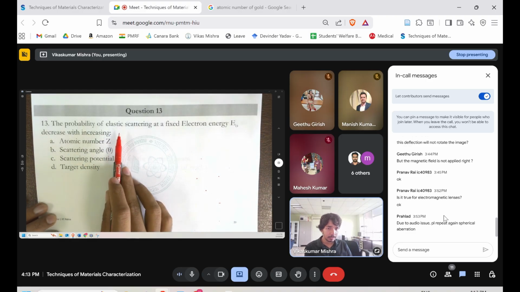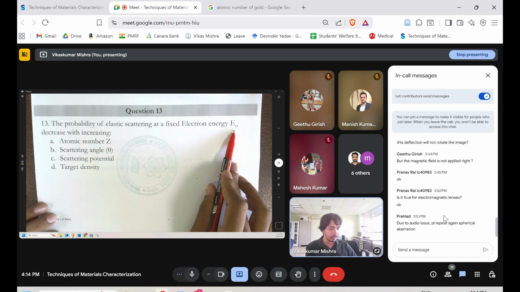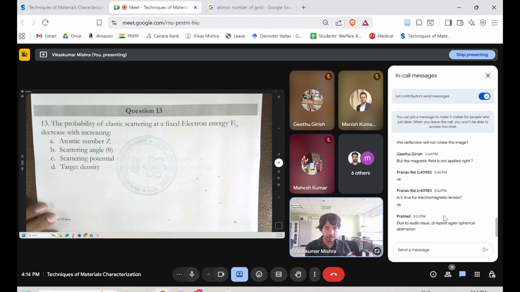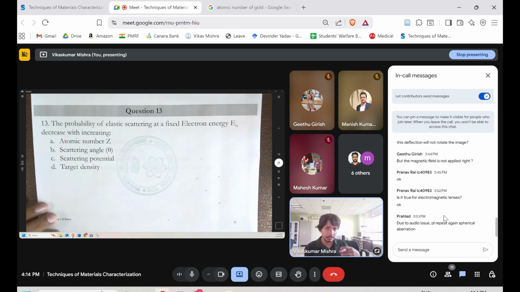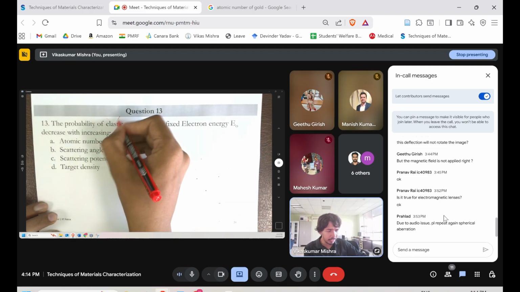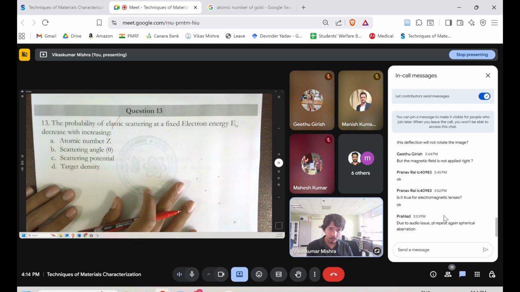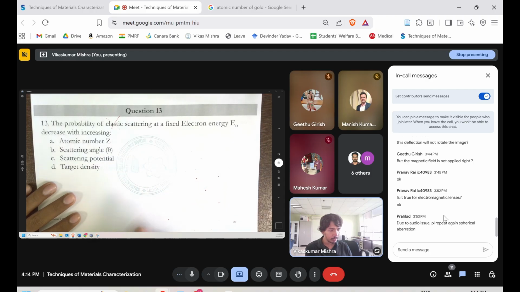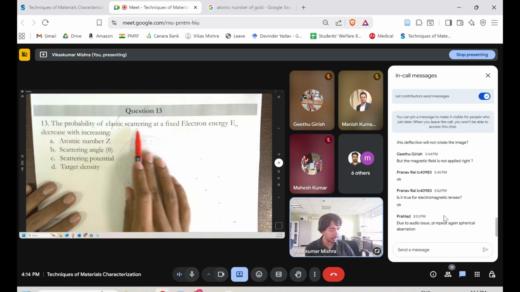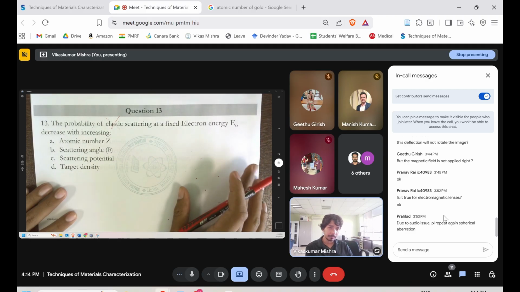The probability of electron scattering, the probability of elastic scattering at a fixed electron energy E naught, decreases with increasing what? Let's forget about the term elastic scattering, and concern ourselves with the scattering. You will find a similar question in the assignment. The probability of scattering at a fixed electron energy E naught. So we fix the beam energy.